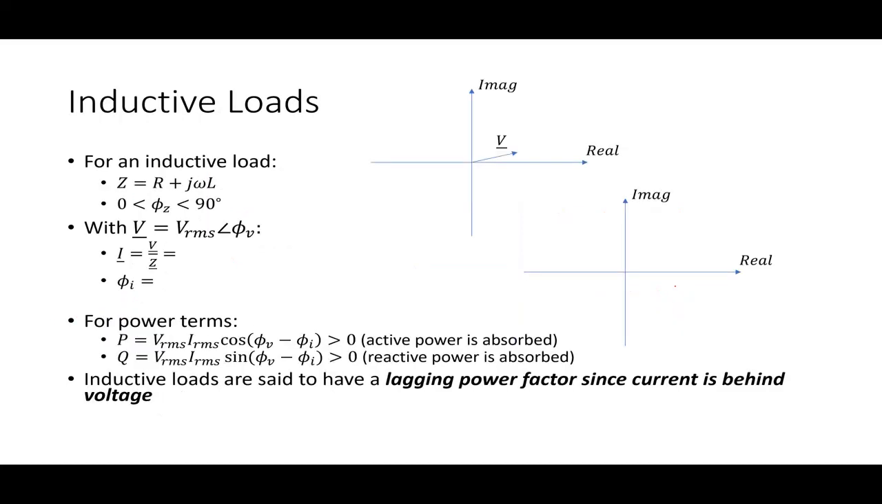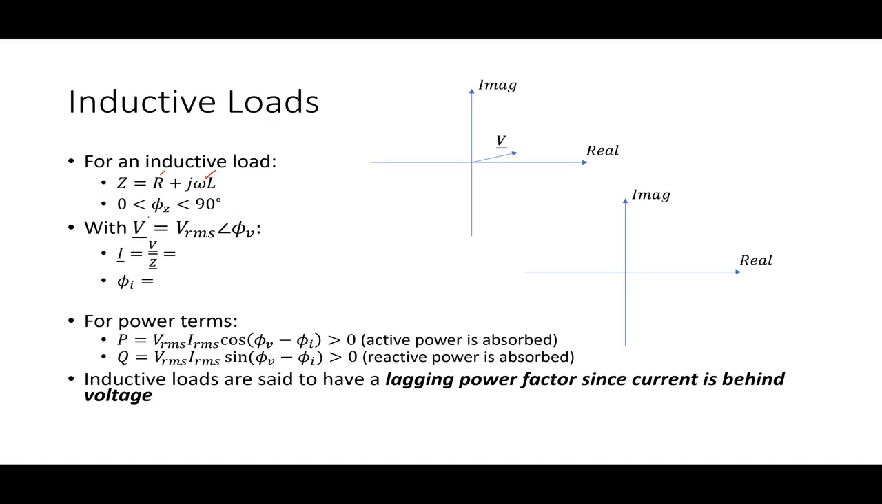Okay. Let's focus in first on these inductive type loads. As we said, we have a positive real part, a positive imaginary part. So that means I'm in the first quadrant with my impedance. And I want to figure out a little bit about the relationships here with the current. So we've said our voltage phasor has a magnitude VRMS and an angle phi sub V.